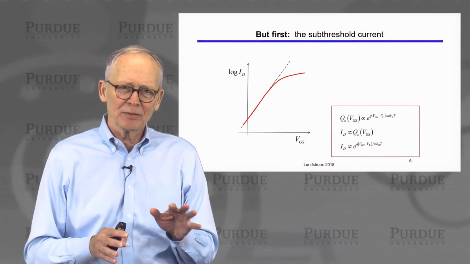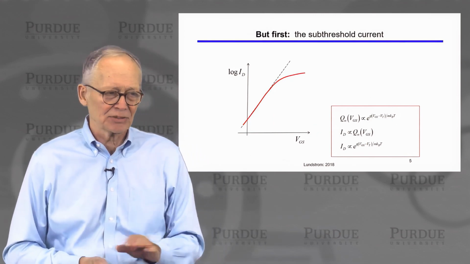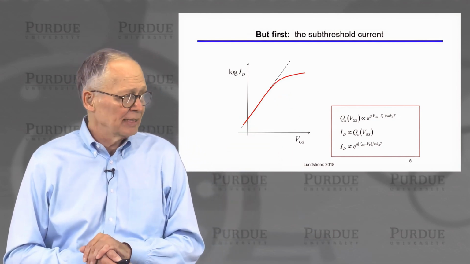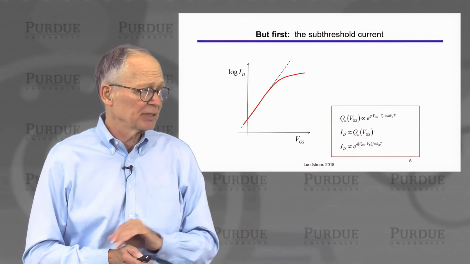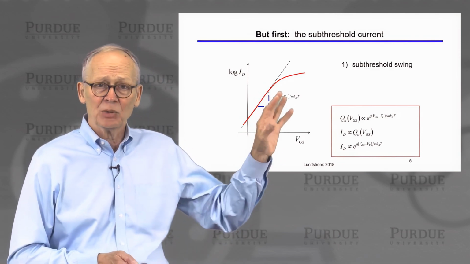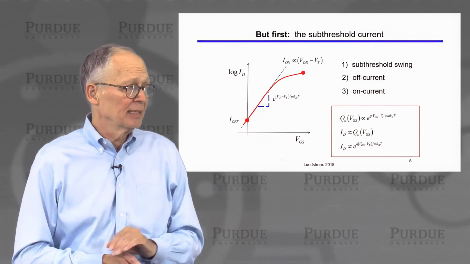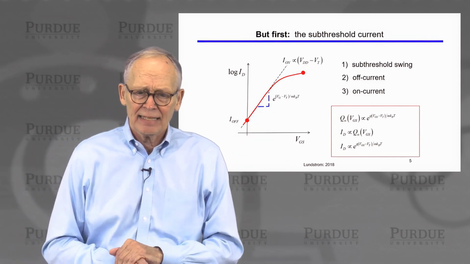But first I want to take a little bit of a detour and just talk about subthreshold. We're familiar with these IV characteristics in subthreshold, how we plot the transfer characteristics on a log plot. We know what subthreshold swing means. We know what the off current is. We know what the on current is.